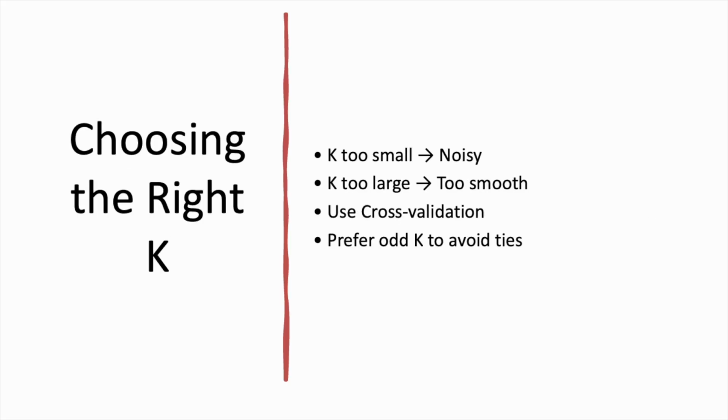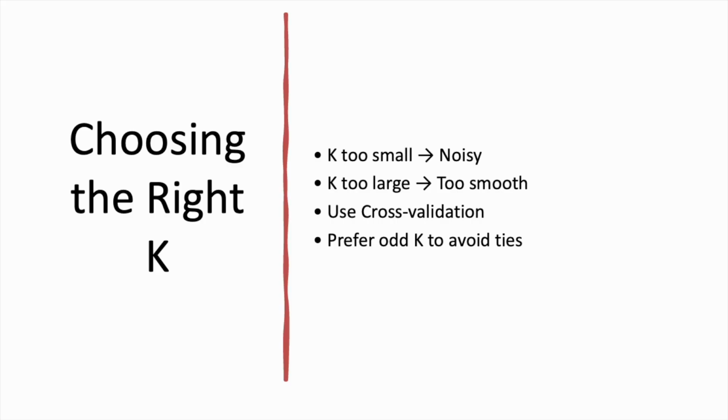K का selection बहुत crucial है. If you choose k equal to 1, the model becomes very sensitive to noise. एक गलत point can lead to wrong predictions. If you choose k too large, you may lose local patterns as the model averages over too many points. So how to choose k?